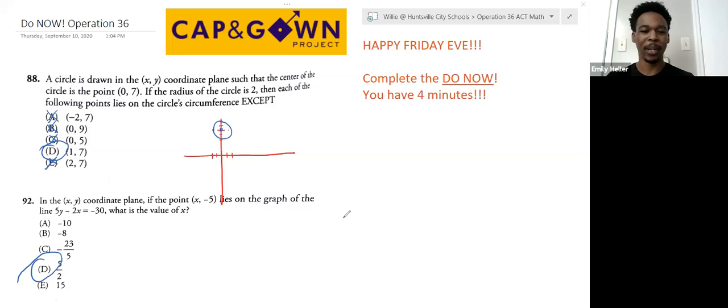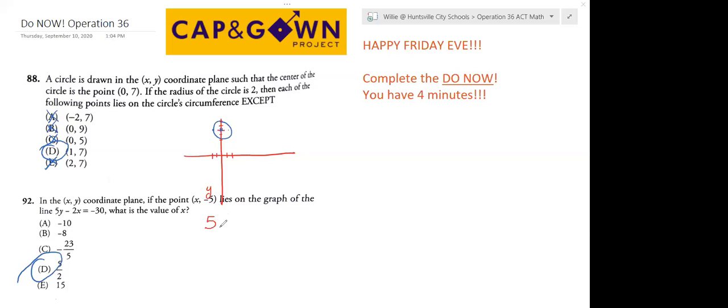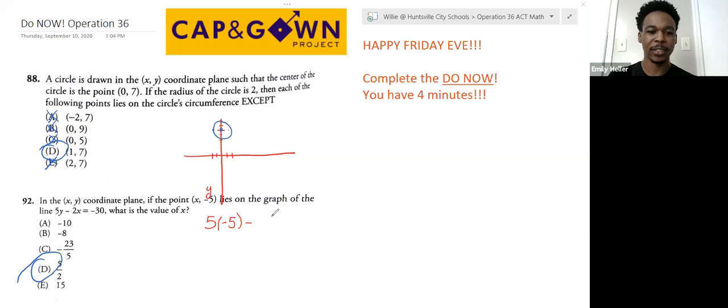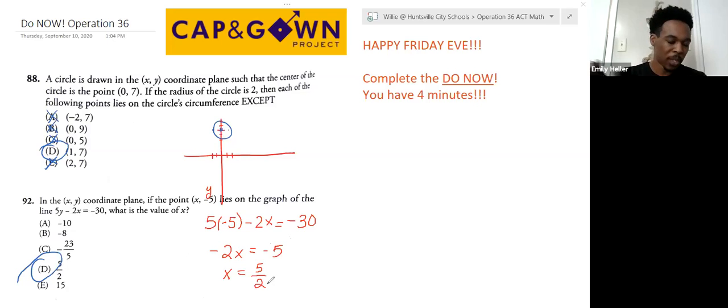All right. Very good. And Prevention basically said the same thing. Since this is my x, this has to be my y value. So 5 times negative 5, minus 2x equals negative 30. When you solve all of this for x, you'll get negative 2x equals negative 5, and then when you finish solving it, you get 5 over 2. That's perfectly fine. Here's another way, and this kind of goes to what we're going to be doing today.